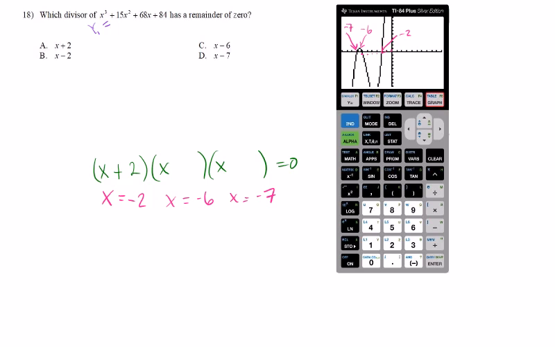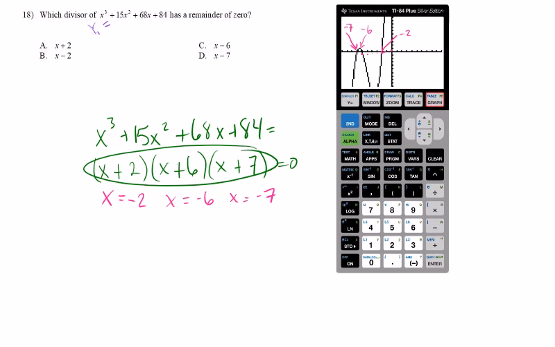So what do you think will go right here? You're right, it would be +6. And what would go here? +7. Those are the factors. In other words, if I factored this all the way out, it would equal what we just got. That's a little bit of a hack with graphing.